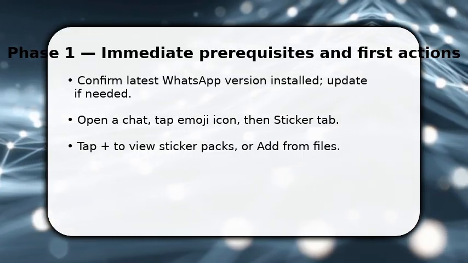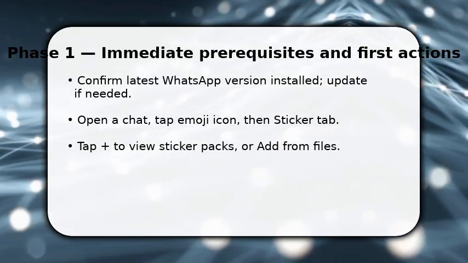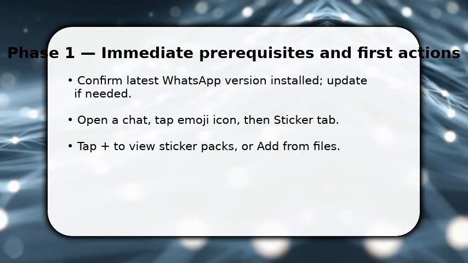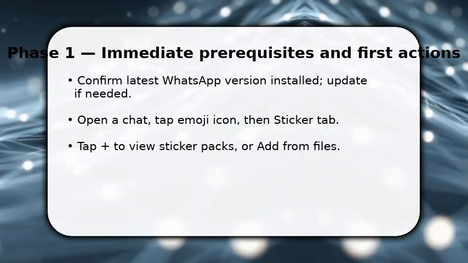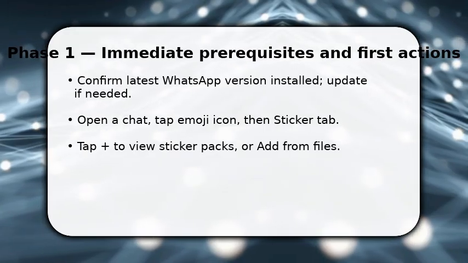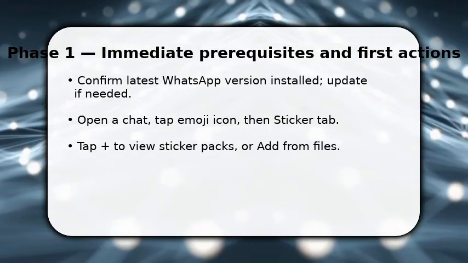Next, tap the plus icon to browse official packs. If you already have files or a third-party pack, choose Add or Import. This gets you into the sticker management area quickly, so you can move on to adding custom images.